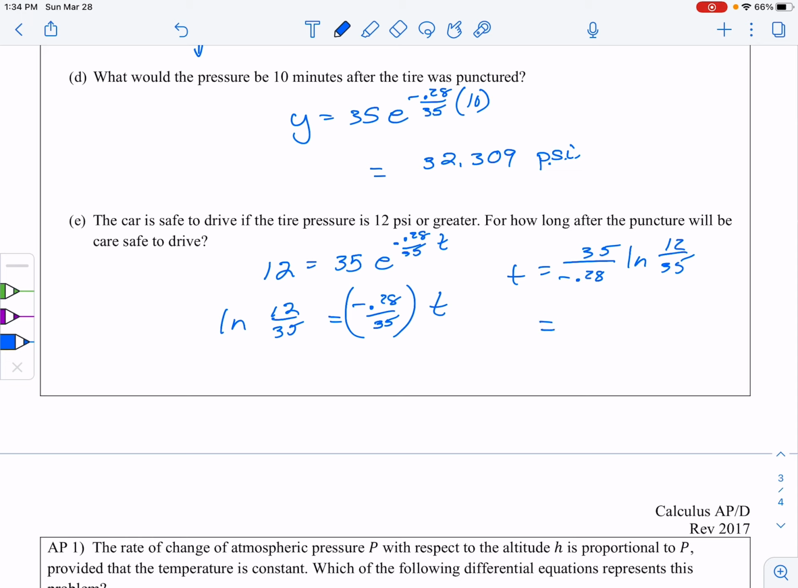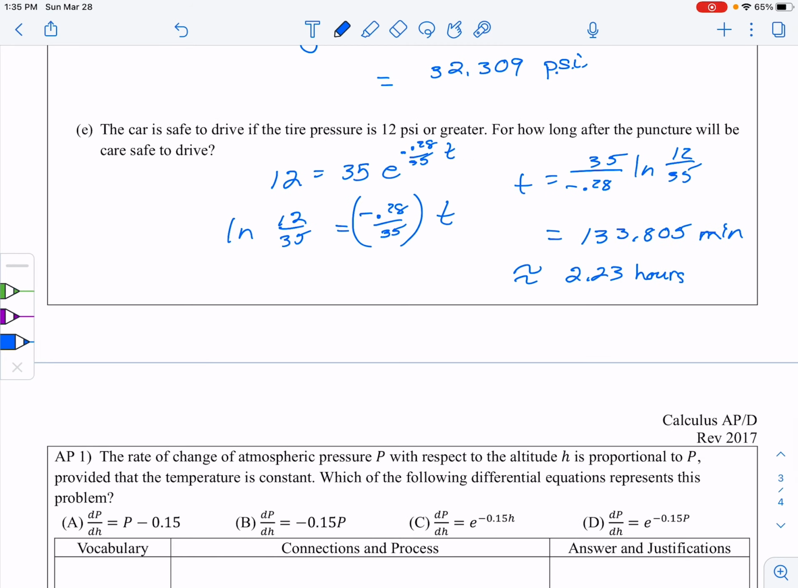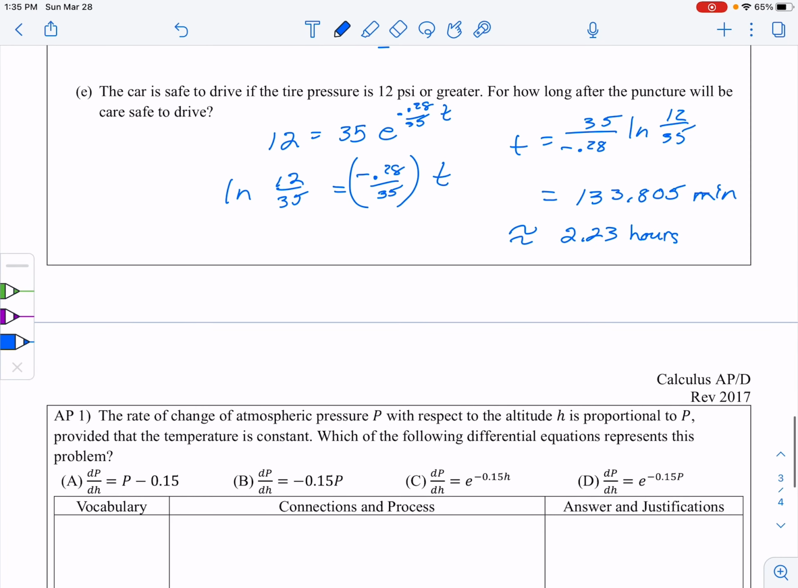When I get done, I end up with 133.805, and I go, whoa, that's a long time. Remember, this is per minute. Okay? If you turn that into hours, it's approximately 2.23 hours, which is kind of amazing to me that you can drive that long with a nail in your tire. It's just when you get home, put it in the garage, you get up in the morning, it's flat, that you're frustrated. All right.